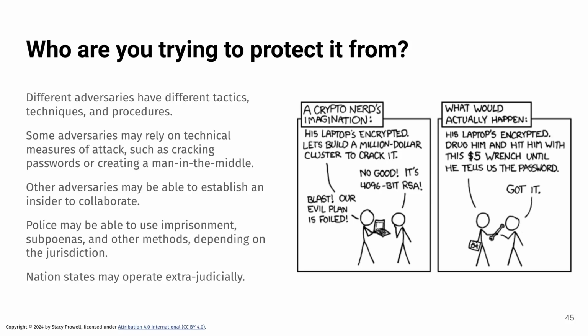Other adversaries may be able to establish an insider, right? Maybe my superpower, as Bruce Wayne famously says in one of the movies, is that he's rich. So I'll just pay one of your people to give me your information. Problem solved, okay? Maybe you're dealing with a nation state, and they can use the police. They use police to imprison, subpoena, maybe even do things a little extrajudicially, right? Like the cartoon there, hit you with the $5 wrench. There are a number of ways that different organizations, different people, different adversaries can attack you, and it depends upon who is doing the attacking.